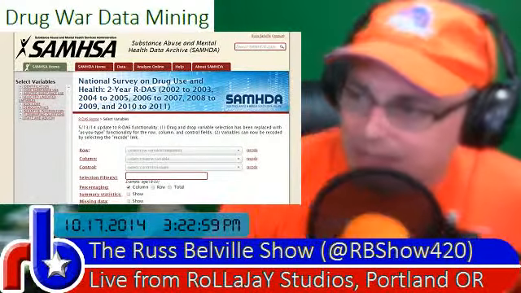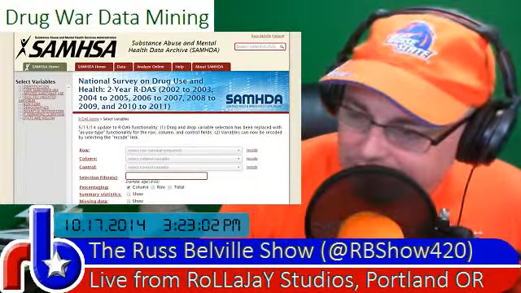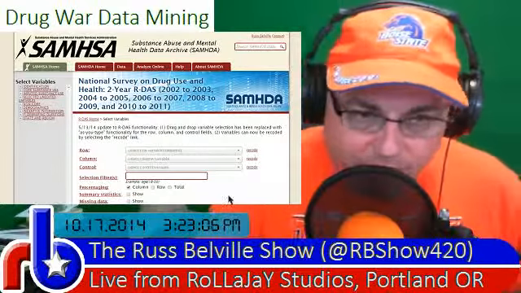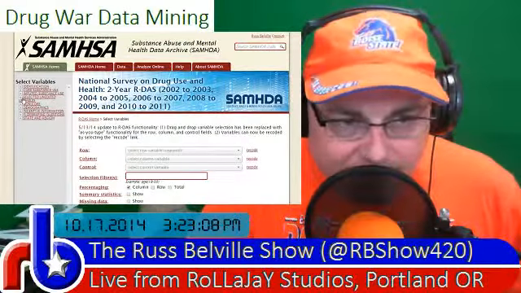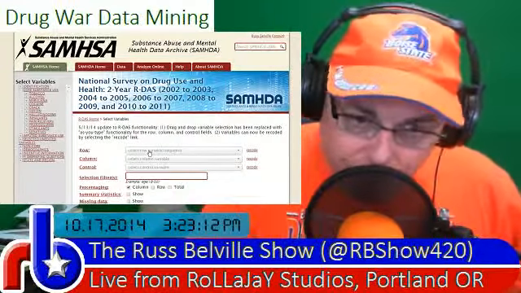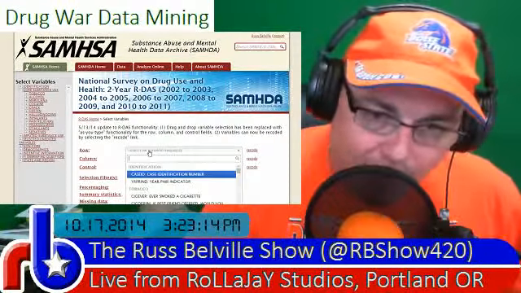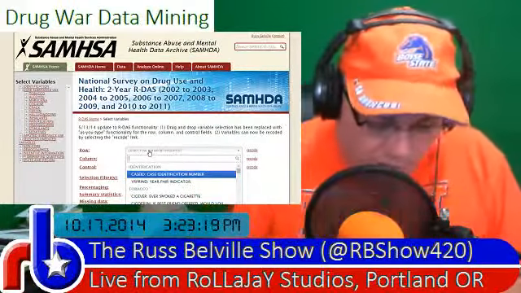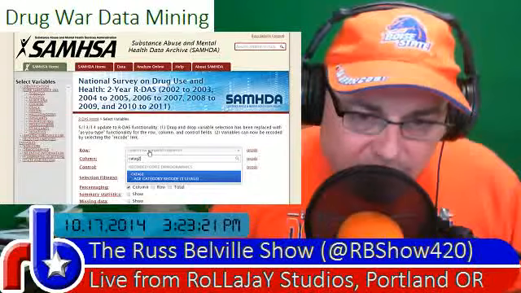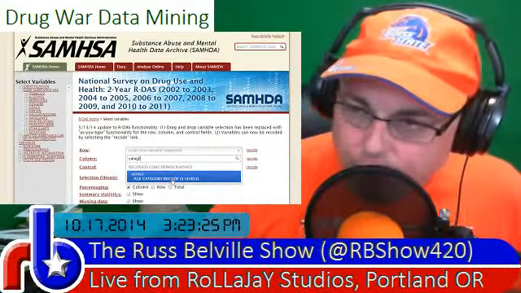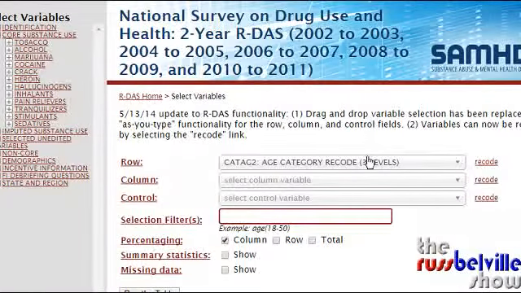But again, the RDAS is the data on the states and their drug use, and there are a number of variables all available through the left-hand side, and you can go in there and open and explore with them. You must put in a row variable, and that's usually how I figure out exactly how these variables are going to work. We're going to start with a variable called CATAG2, and that is an age category with 3 different levels.